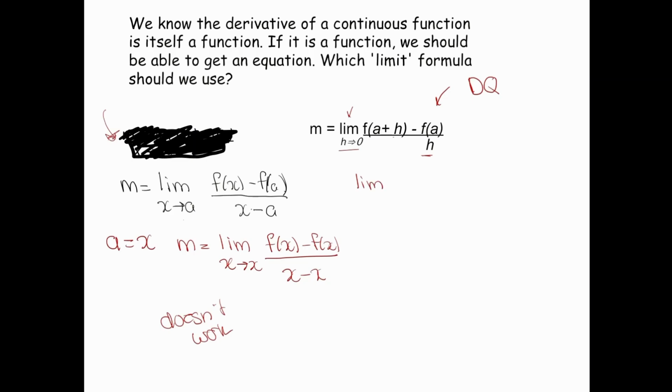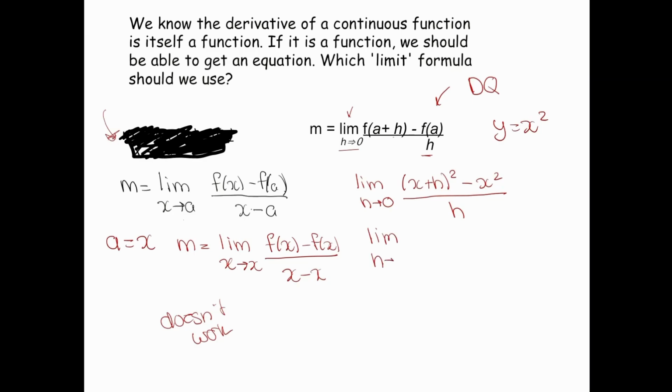So my limit as h approaches 0. Now remember, we've got y equals x squared as our parent function. So this gives us x plus h squared minus x squared all over h.